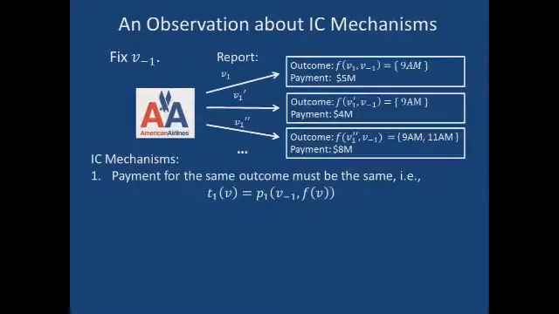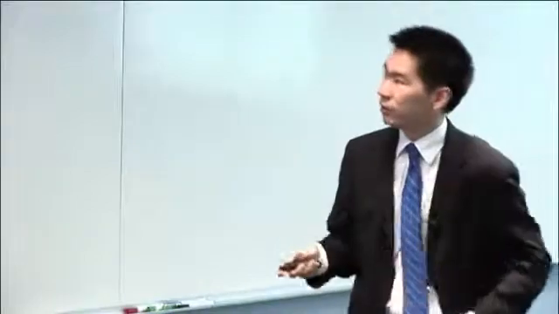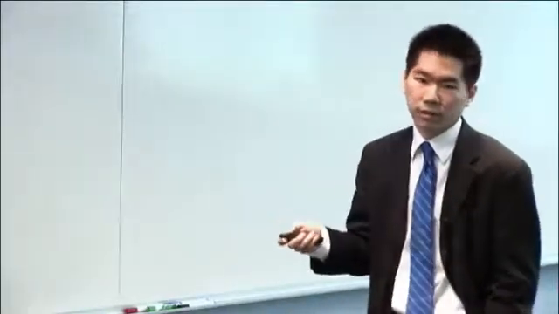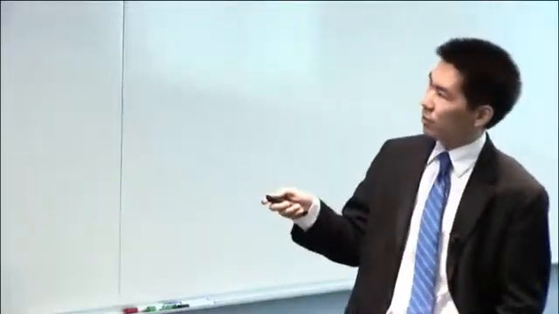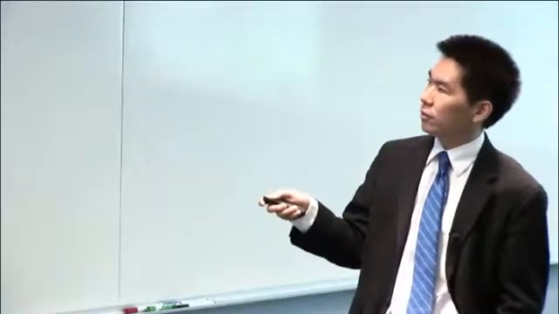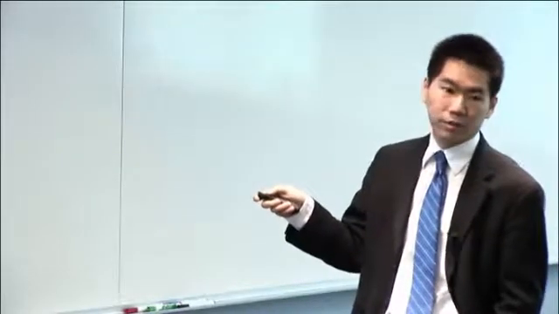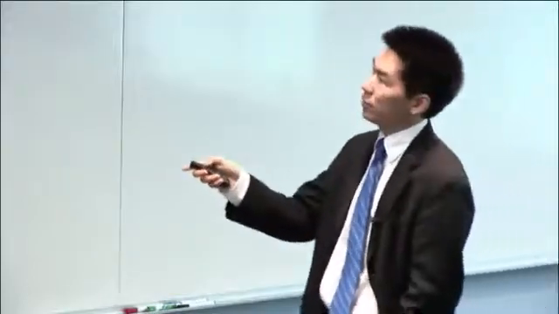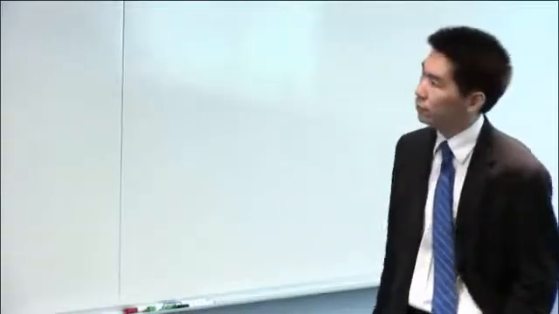So the first observation is that if your mechanism is incentive compatible, these two payments have to be the same. It can't be the case that you can report two different things, get the same outcome, and be charged different amounts. Because if my true value is v1, then I'll just report v1 prime, get the same outcome, and be charged less. So this payment has to be the same. Let's say they're both 4 million. That's the first observation.